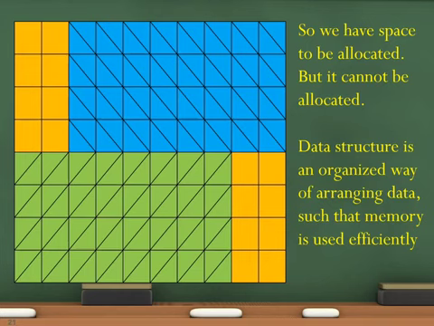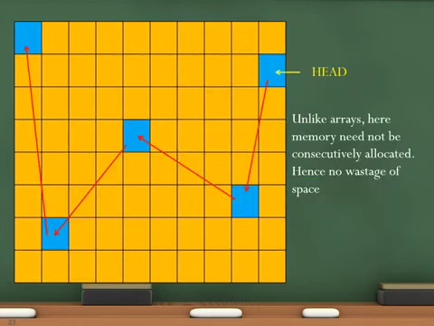So we need to find an appropriate data structure so that the data are organized in the memory of the computer so that memory is used efficiently. We know that an array occupies continuous memory locations. But what if we use a data structure which is not continuous but can be accessed sequentially? Let's take for example a linked list data structure.